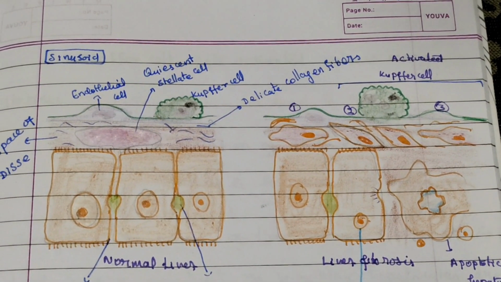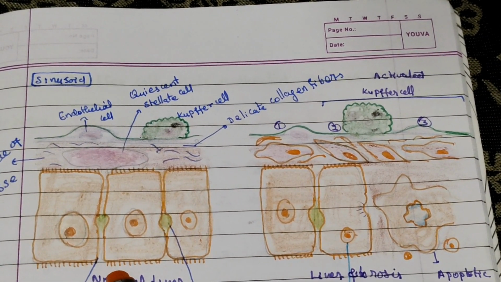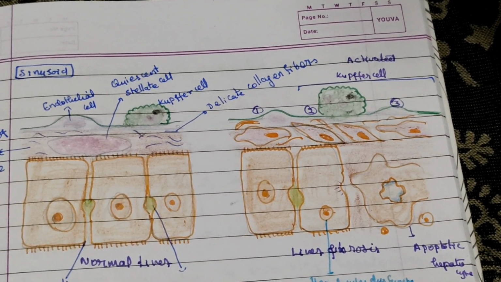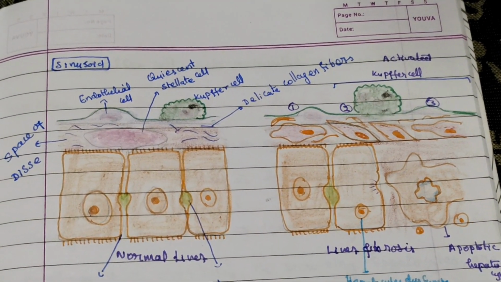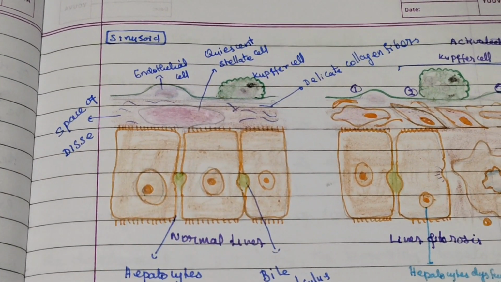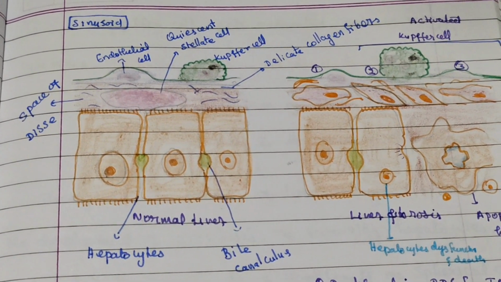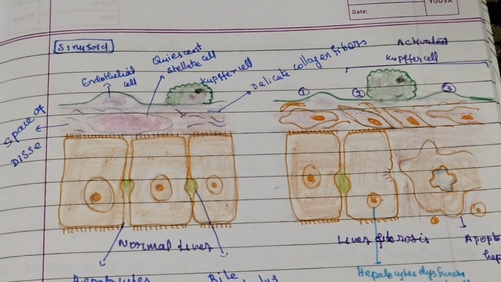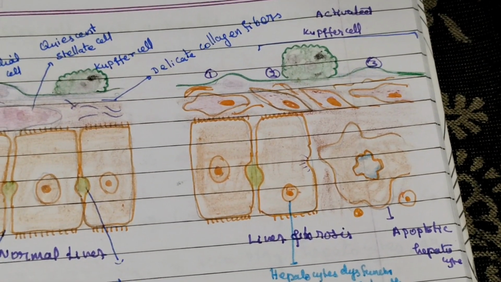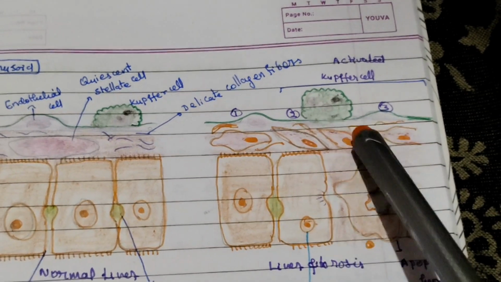Now see the two pictures. This one is the normal liver. This one is the cirrhosis. Normally, with the hepatocytes there is a space of Disse. There is a stellate cell, Kupffer cell. This is the normal. Here in cirrhosis you can see there is stellate cell proliferation.